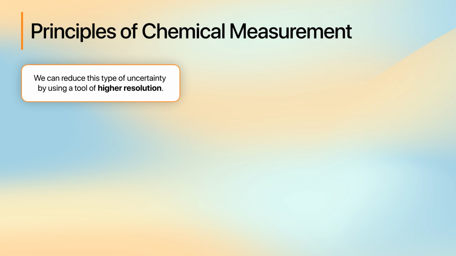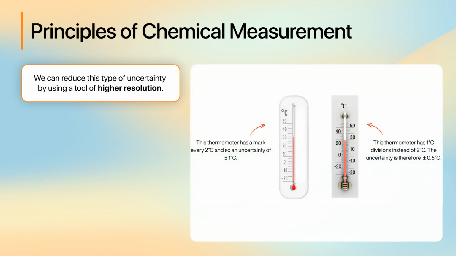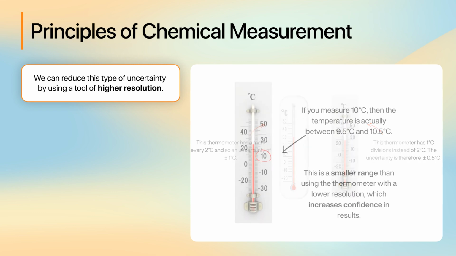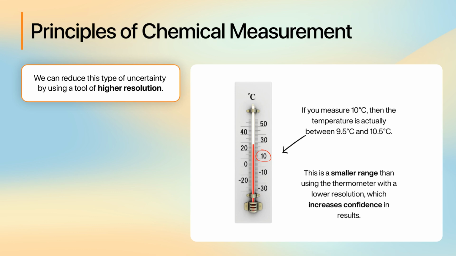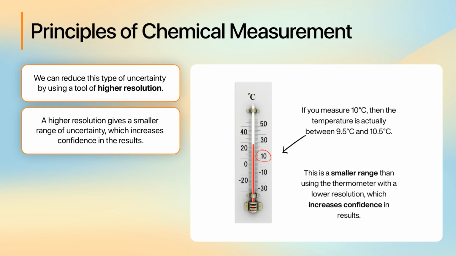We can reduce this type of uncertainty by using a tool of higher resolution. For example, a thermometer with 1 degree divisions instead of 2 degrees. Such a thermometer would have an uncertainty of plus or minus 0.5 degrees, meaning if you measure the temperature to be 10 degrees Celsius, you can be sure it is actually between 9.5 degrees Celsius and 10.5 degrees Celsius. This is a smaller range than using the thermometer with a lower resolution, which increases your confidence in the results.